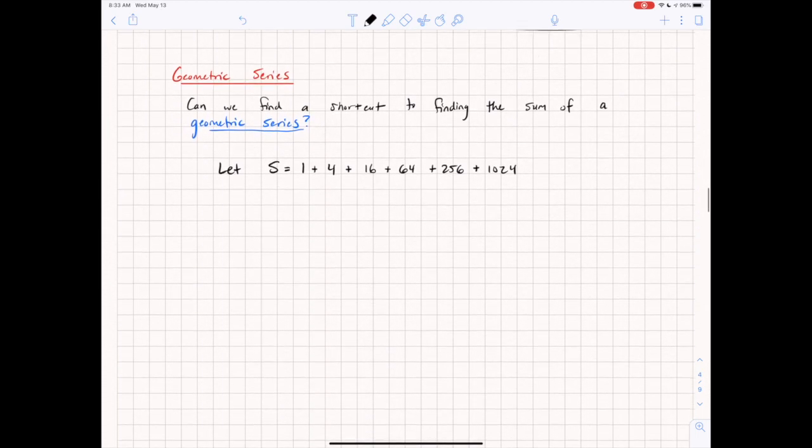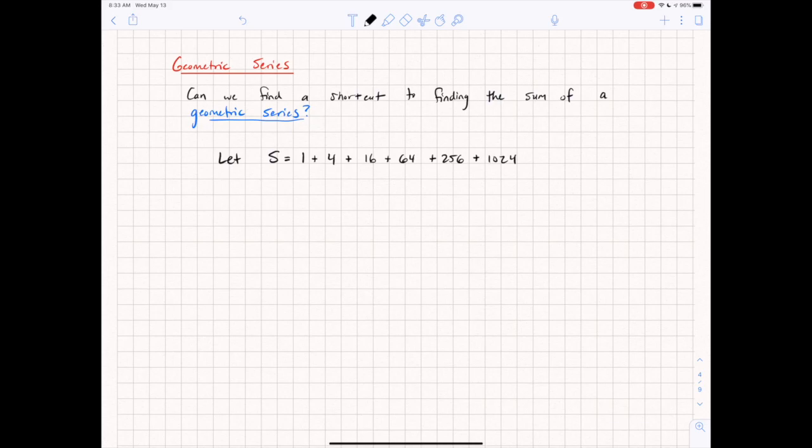So a geometric series, can we find a shortcut like we did with arithmetic? Is there a shortcut? So I've got an example here, and then we'll define it generally. So I have S is equal to 1 plus 4 plus 16 plus 64 plus 256 plus 1024.